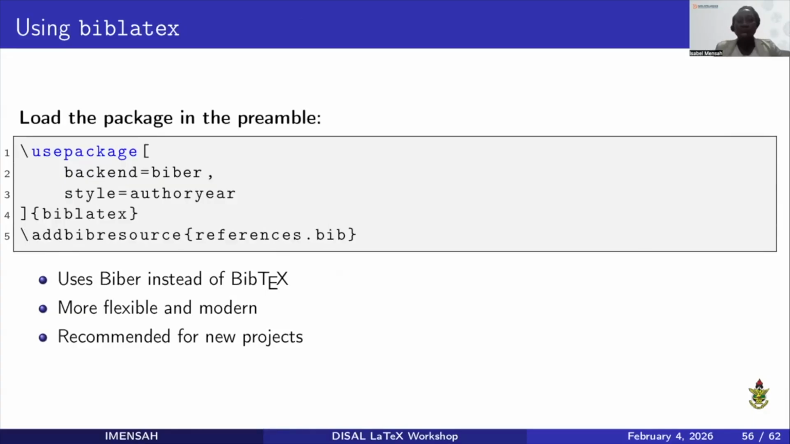Then we have the BibLaTeX. I said the BibLaTeX is a bit more current. So in there, when you specify your package, the package is BibLaTeX, but over here you would have to specify the style, whether you want author-year, whether you want numbers. You put all of that in the square bracket. Then you add your bibliography resource. In the natbib, it's just \bibliography and you put it in. But here in the BibLaTeX it is \addbibresource and you work with it. It's modern, it's recommended for new projects.